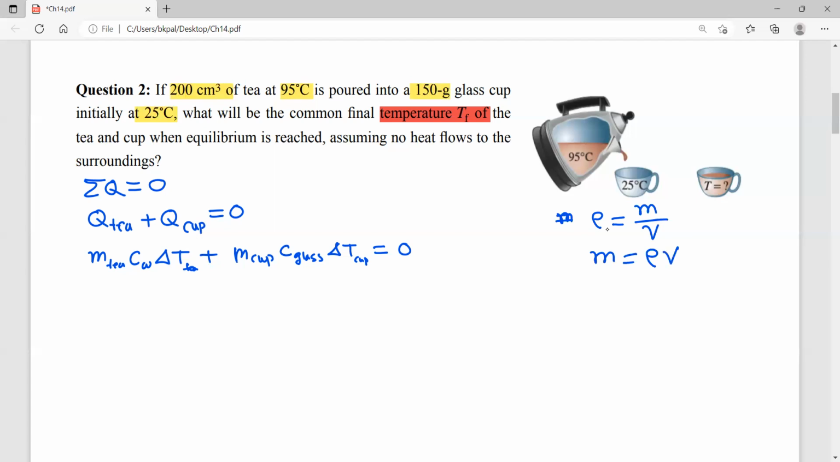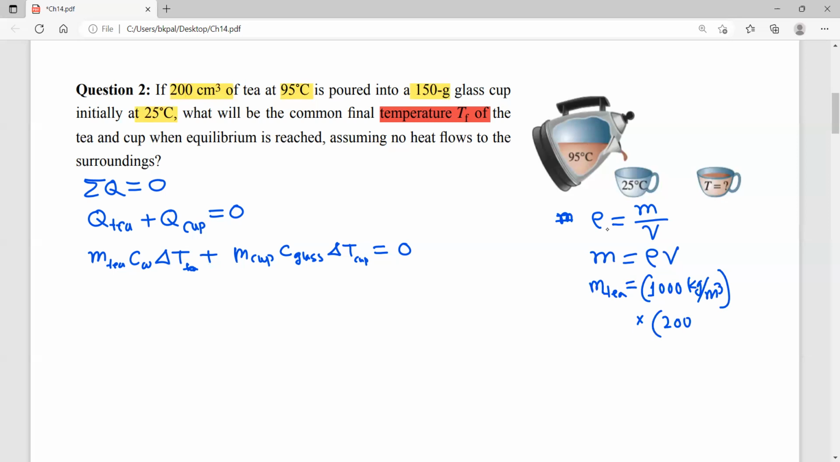So as we are given the volume and we know the density of water already, we can multiply these two terms to get the mass of the T. So the mass of the T will be 1000 kilogram per meter cube. This is the water's density, and V is the 200 centimeter cube.